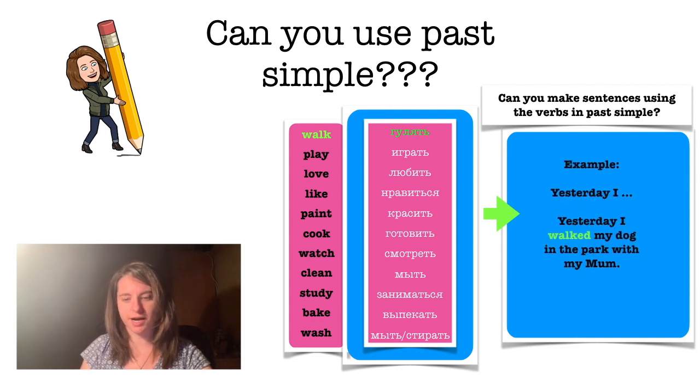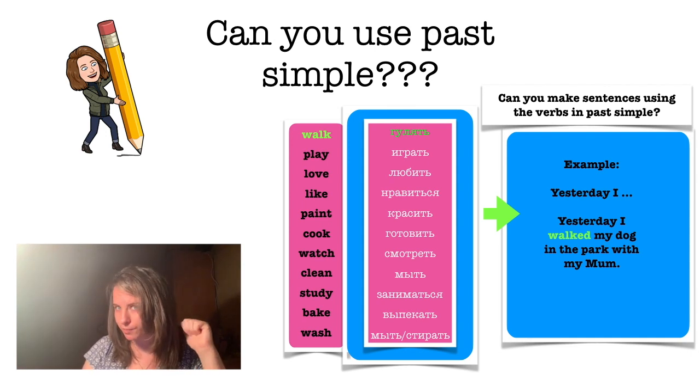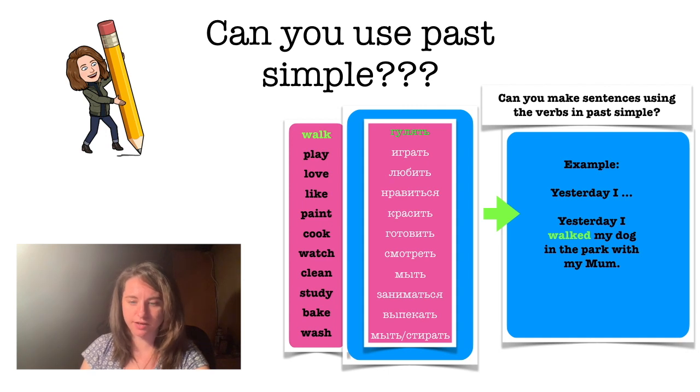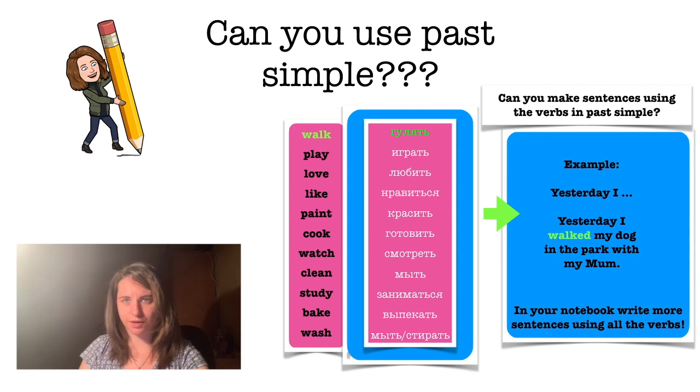So for example, yesterday I, yesterday вчера, because we're talking about a past time, all right? So yesterday I, we have walk, becomes walked, okay? Yesterday I walked my dog in the park with my mom. Okay, that's your sentence. Now, stop the webinar and please do a sentence for each one of these different words in your notebook now. All right? So, stop now, pause the webinar, and we will continue together.